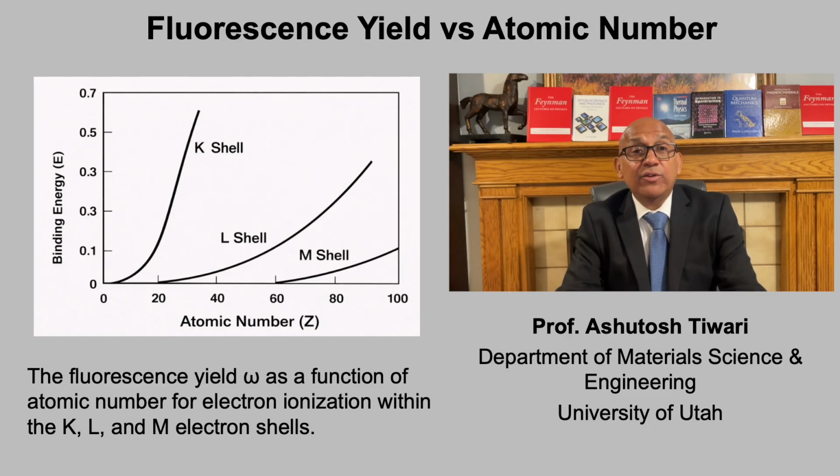This means that for heavier elements, L and M shell X-ray emission becomes increasingly important, whereas for lighter elements, these shells are still dominated by Auger relaxation. The shell dependence of the fluorescence yield plays a key role in determining which characteristic lines are observable in EDX spectra.